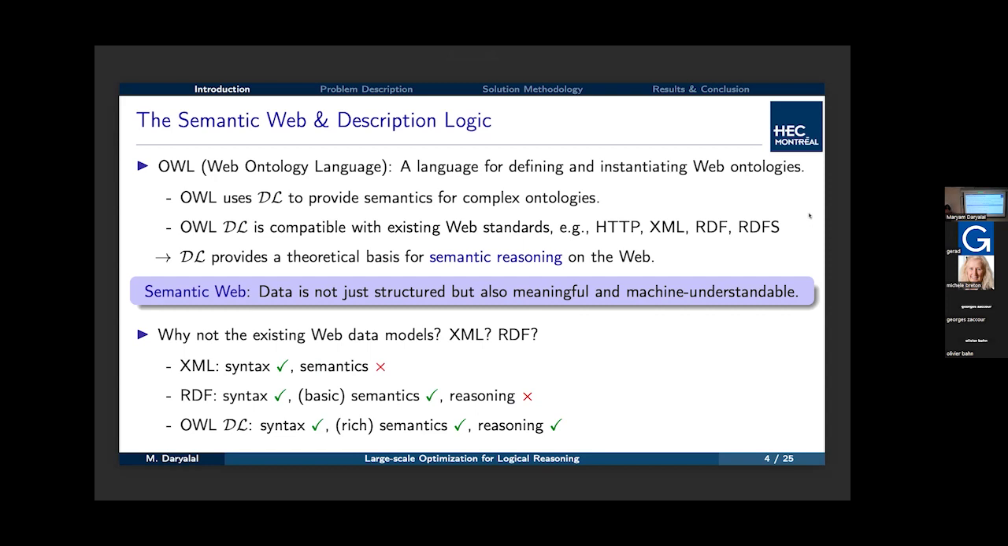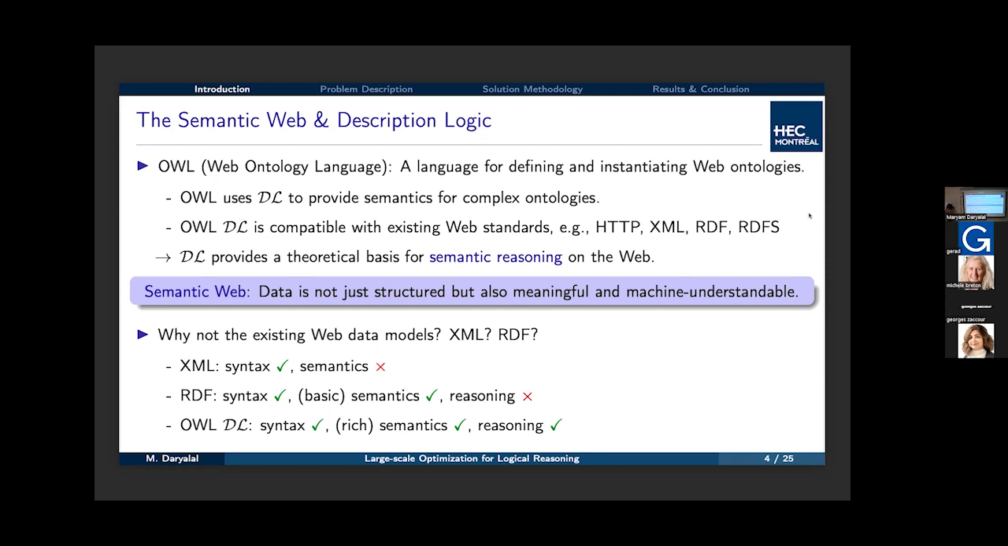XML has syntax, but it doesn't have the semantics that we're looking for. We'll see some of these semantics later on, and we'll see that a lot of existing languages didn't support them. RDF, another data model, has some basic semantics, but no reasoning. So it can't do classification, it can't do knowledge extraction from the existing model, although it understands it to some extent. But OWL provides this powerful tool for us.